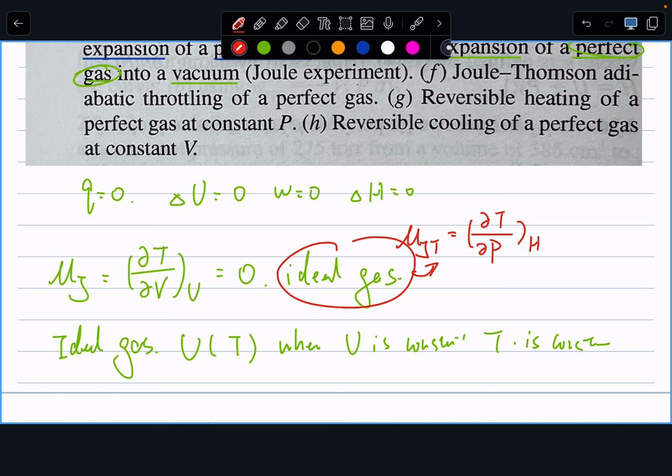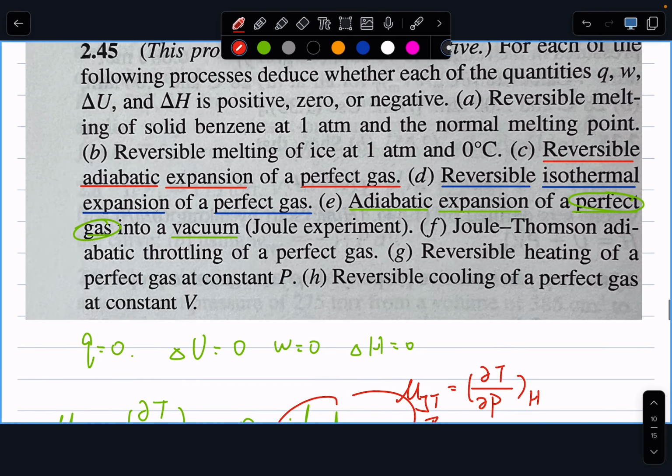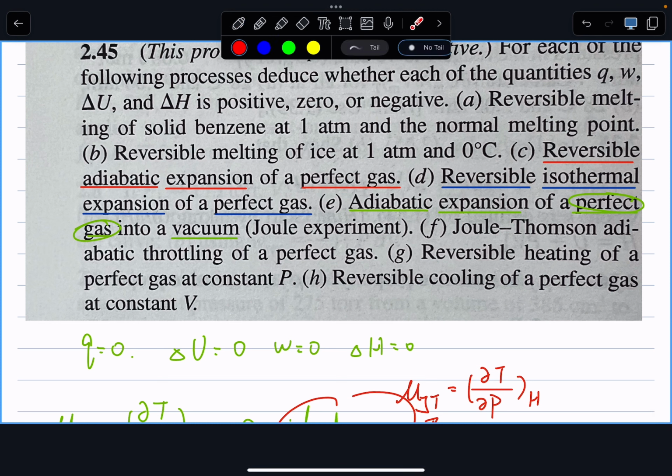When we introduce the Joule experiment and Joule-Thomson experiment, again, we're trying to make a link between something we can measure, like temperature and volume, to something we cannot directly measure, like internal energy or enthalpy. But for ideal gas, which is a special case, we can derive the Joule coefficient and Joule-Thomson coefficient. Any questions? Okay.